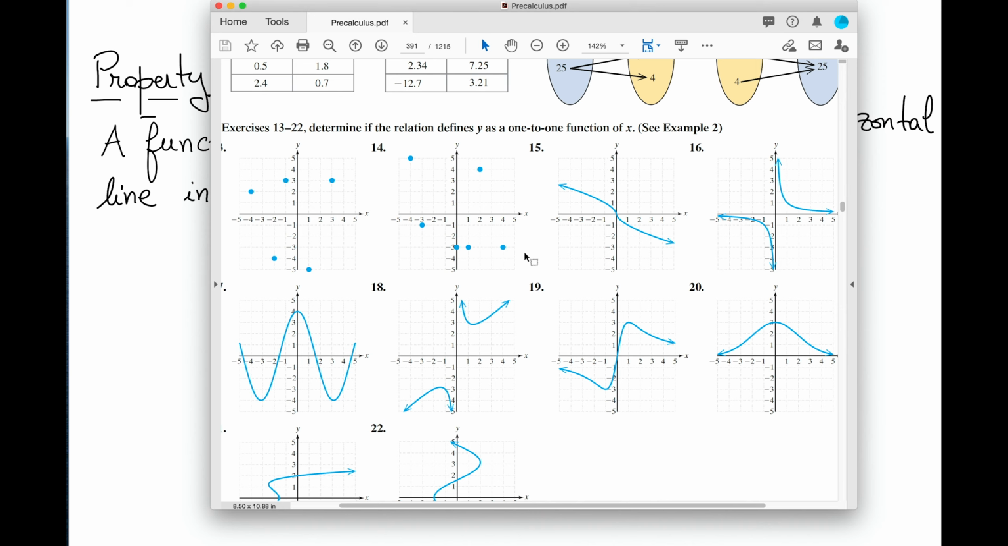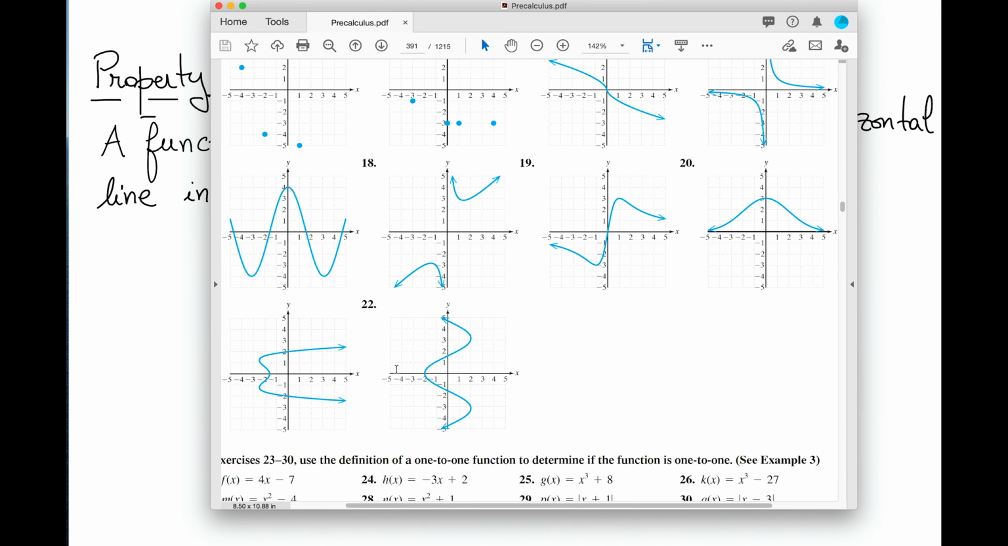And how about the horizontal line test? The horizontal line y equals -3 passes through the function more than once. As such, this is not going to be a one-to-one function because input 0, input 1, and input 4, all of them have that image -3. So this is not a one-to-one function. It is a function, but it's not one-to-one.